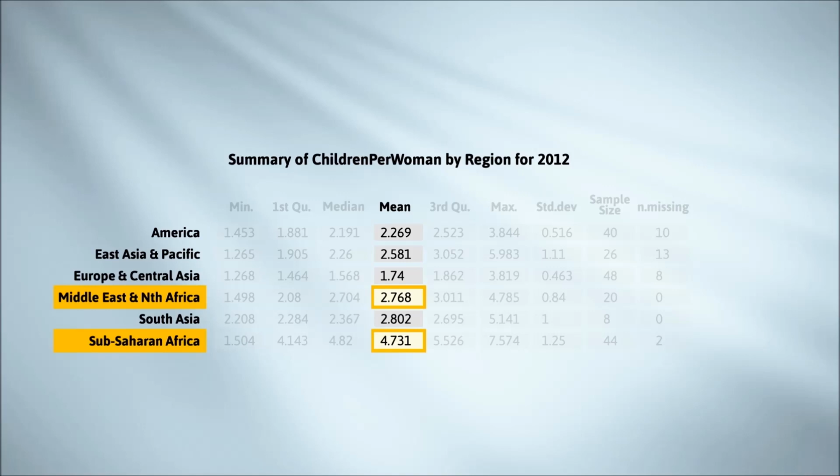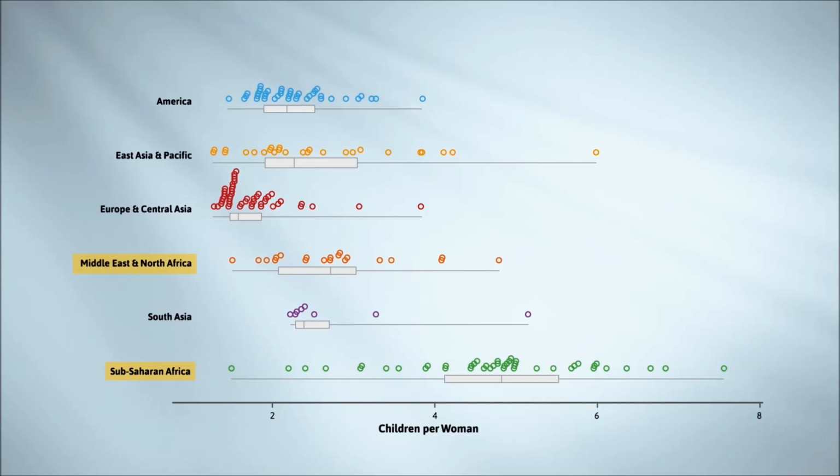While that's usually the case, some countries in sub-Saharan Africa have quite small values, smaller than almost any in Middle East and North Africa. In fact, there is enormous variability in fertility in this region. They're spread all the way from about 1.5 to almost 8.